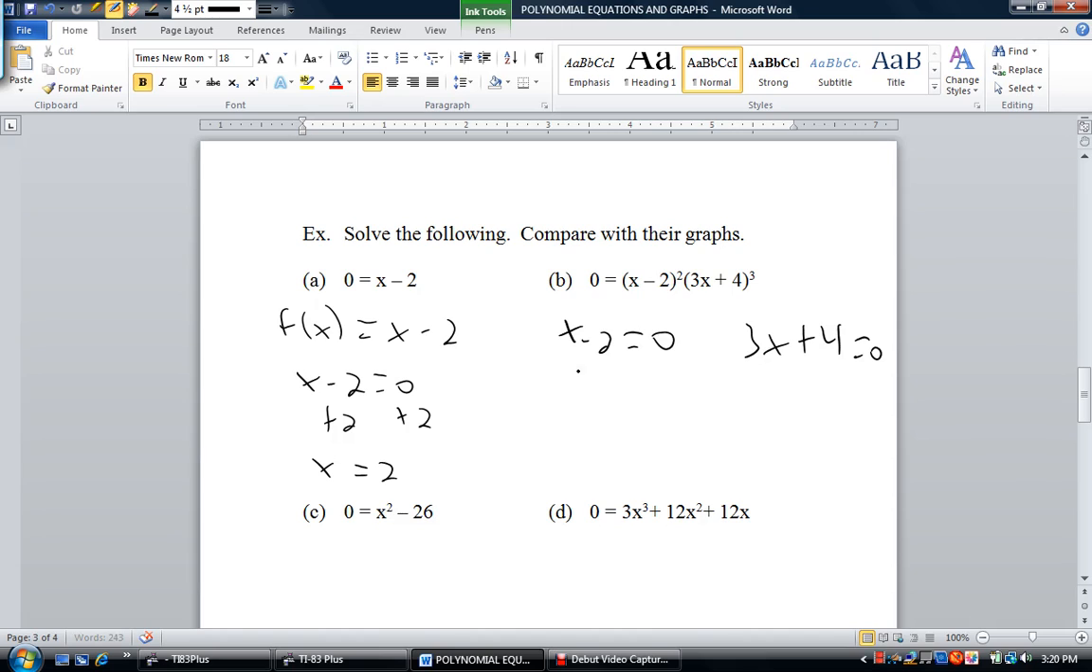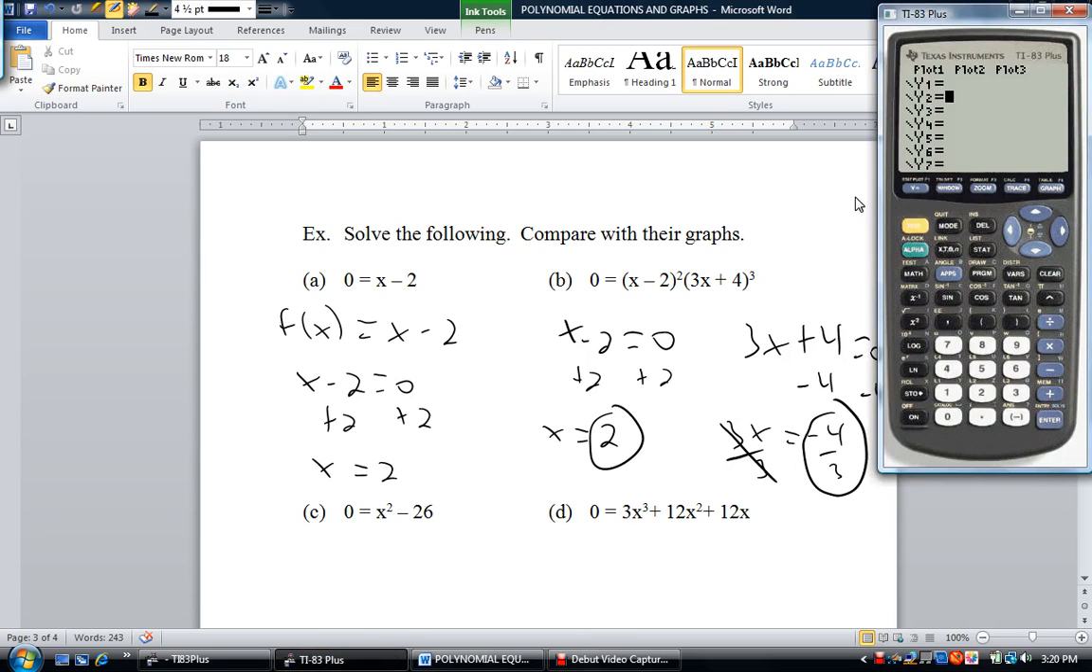Once again, I'm going to add 2 to both sides. We get x equals 2 for this one. Over here, I'm going to subtract 4. And then divide by 3. And we get our second one. So we got x equals 2 and then x equals negative 4/3.